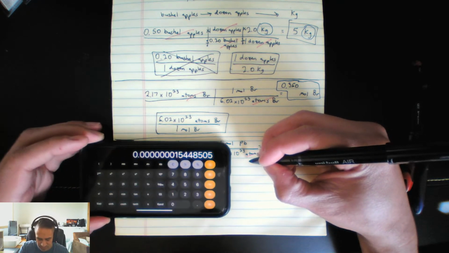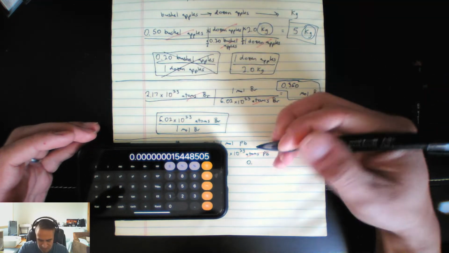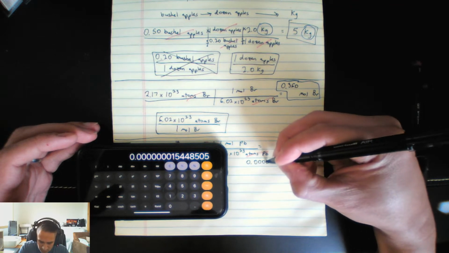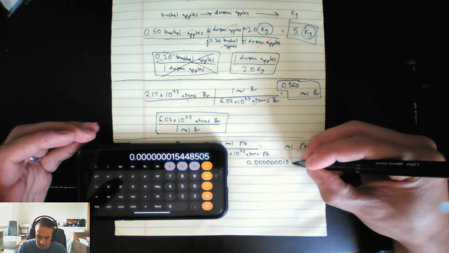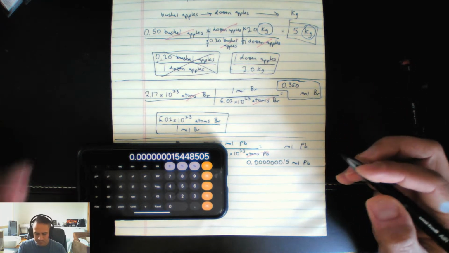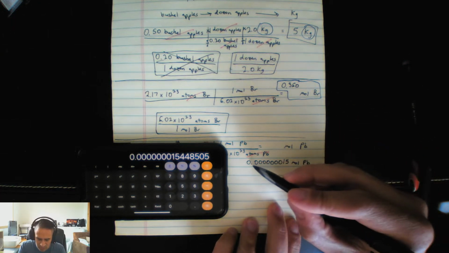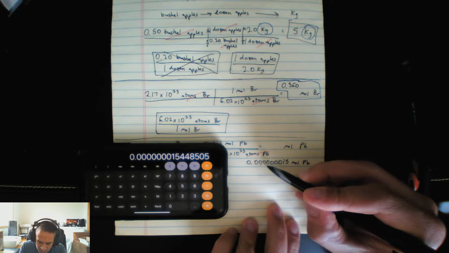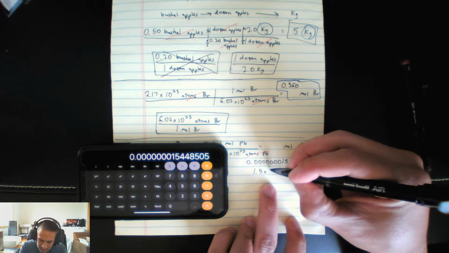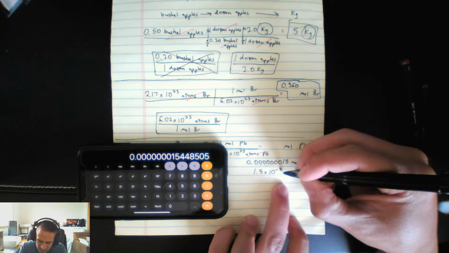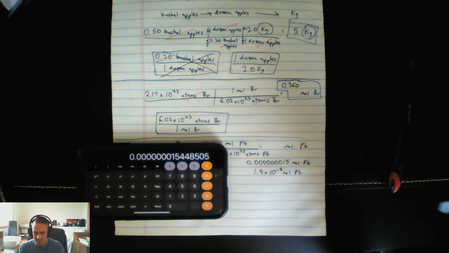But this is going to be, so this is 0. Let's see here. 1, 2, 3, 4, 5, 6, 7 zeros. And then 1, 5. Those are our first 2 significant figures. Moles of Pb. And then I'm going to put this in scientific notation just so I don't have to type all these zeros out. So we need to move this over 1, 2, 3, 4, 5, 6, 7, 8 places. So 1.5 times 10 to the negative 8th moles of Pb.